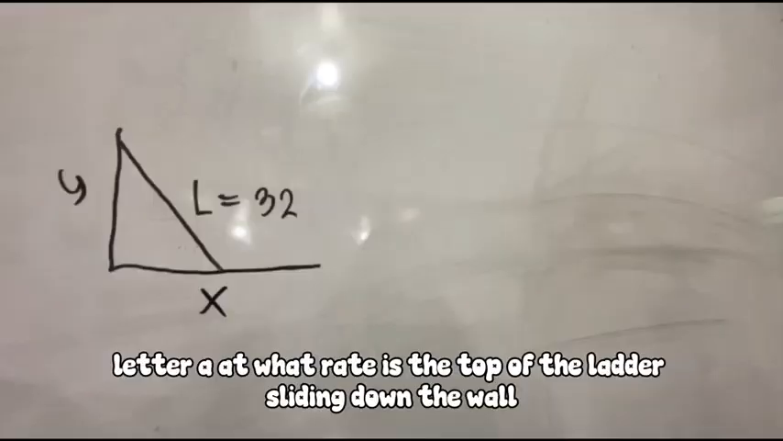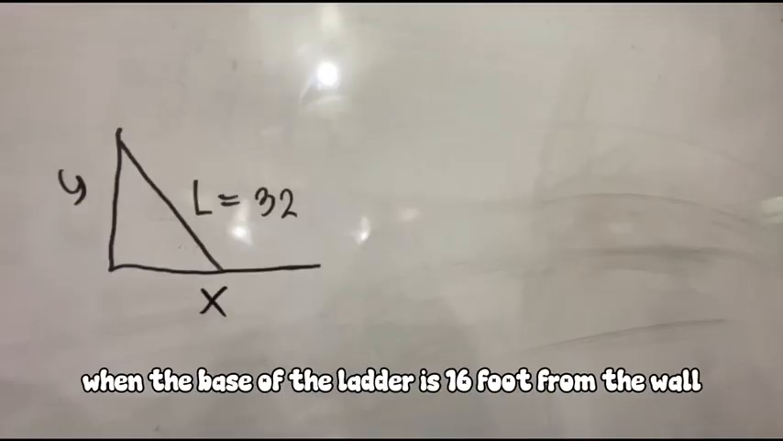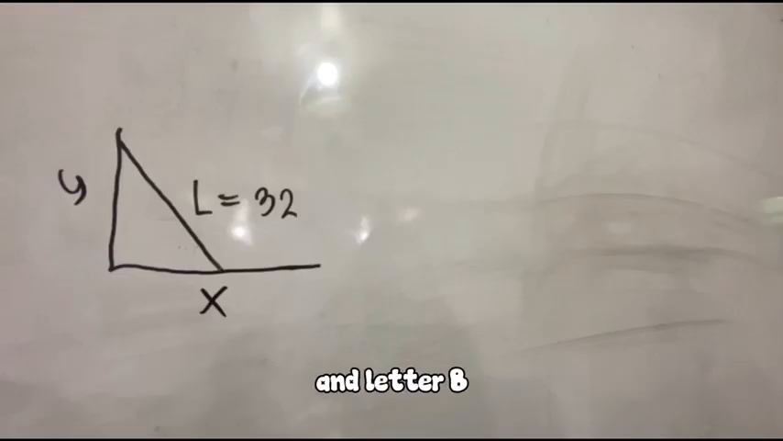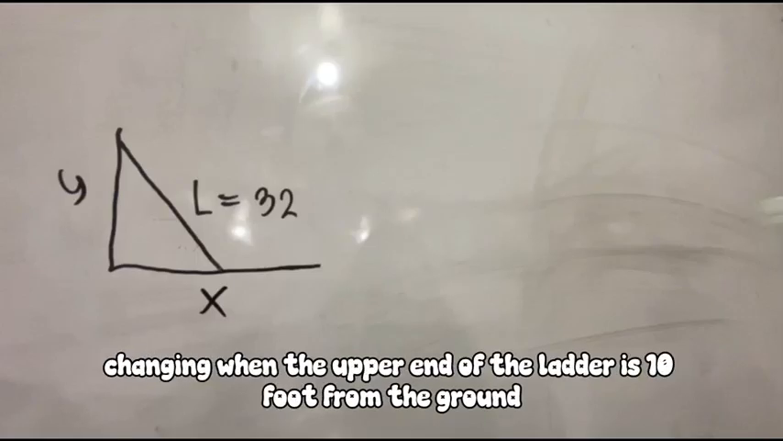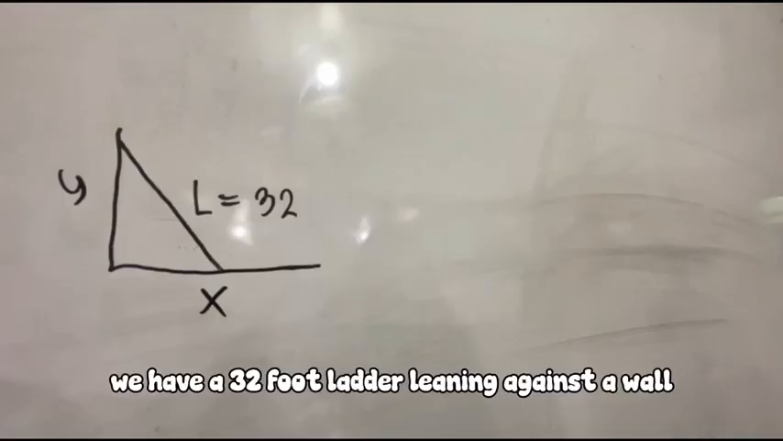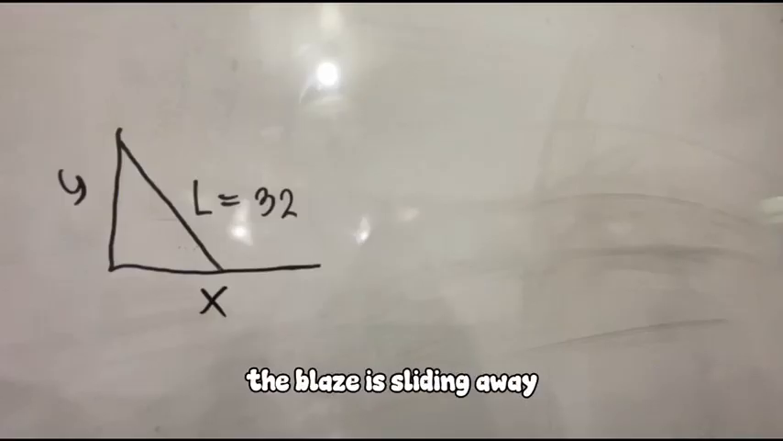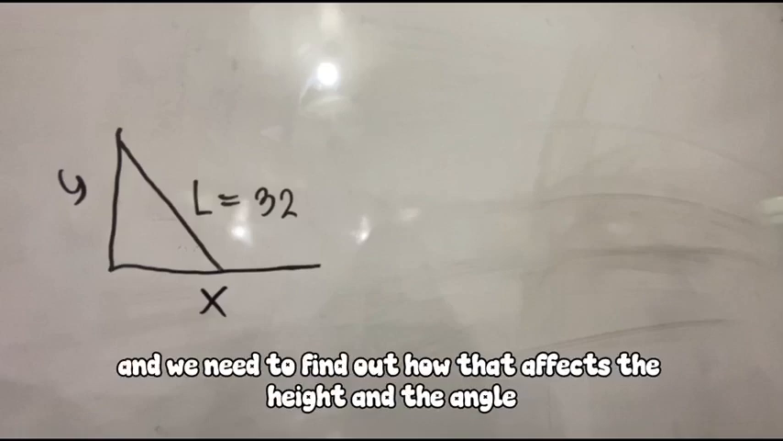Letter A. At what rate is the top of the ladder sliding down the wall when the base of the ladder is 16 feet from the wall? And letter B. At what rate is the angle measured by the ladder with the ground changing when the upper end of the ladder is 10 feet from the ground? We have a 32-foot ladder leaning against a wall. The base is sliding away, and we need to find out how that affects the height and the angle.